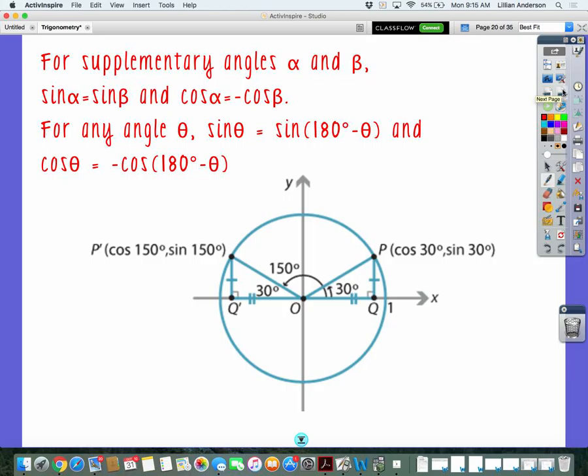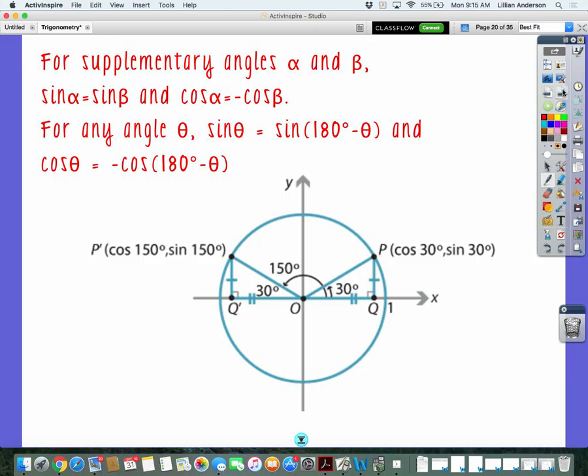Now, there are a few things that you do need to realize because we were only looking at the first quadrant for those last two examples. Supplementary angles, ones that added together equal 180 degrees, would apply to the second quadrant of your unit circle, okay? And so if you have a point on the unit circle, one in the first quadrant and one in the second quadrant, and those two angles are supplementary angles, 150 plus 30 is 180.